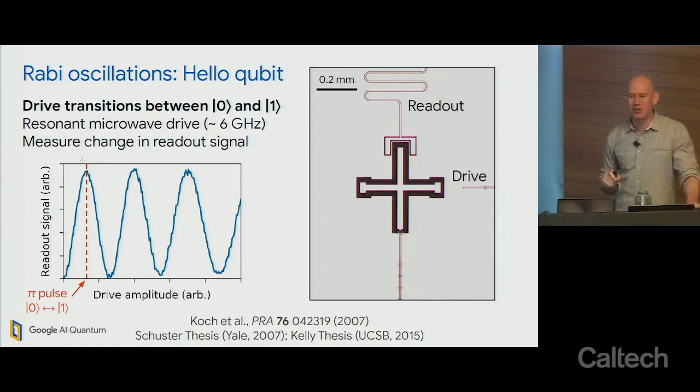We'll see more calibrations in this presentation. But if we pick out this amplitude right here with the red line, that's an amplitude for an operation we call a pi pulse, which simply exchanges the amplitudes of the zero state and the one state. And that's a very useful tool to have when you're trying to make a qubit.